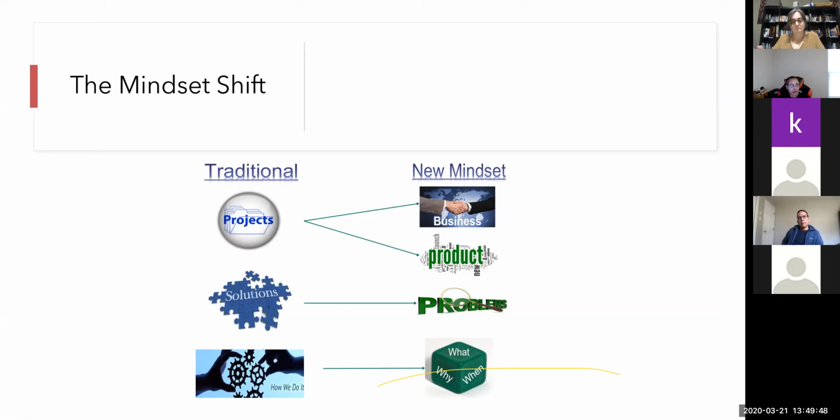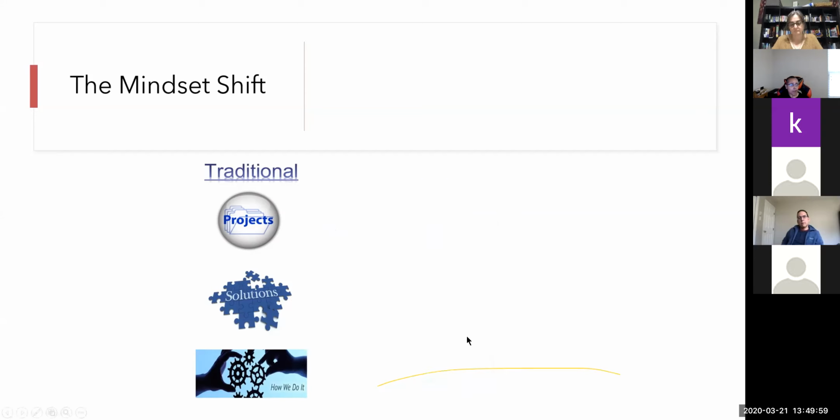So this is where we need to shift the mindset of the product owner and start getting them to think more about these things than about the solutions and projects that they used to think about in the past.